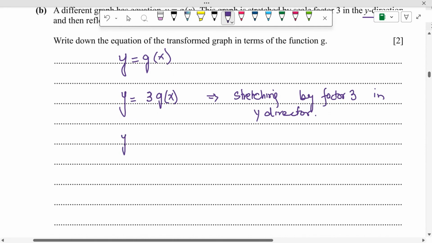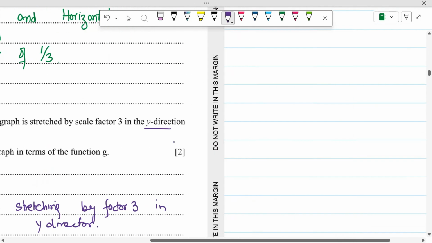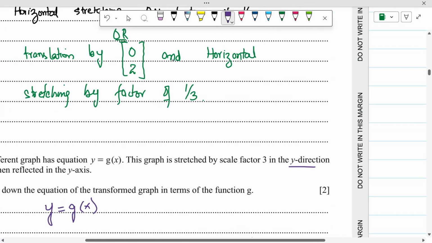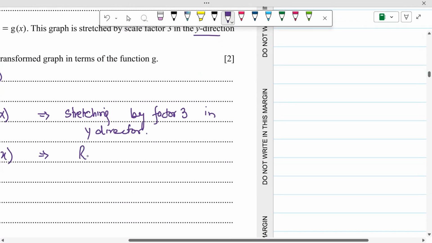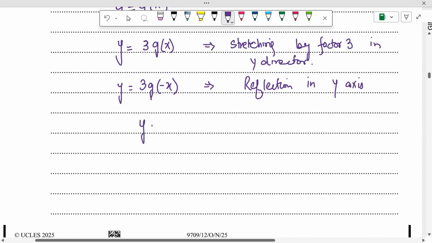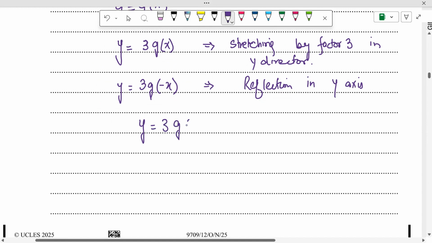So y is equal to 3g of negative x, because I just told you that b, which is multiplied with x inside the function, represents the reflection in the y direction, so it should be negative. We can say that reflection in the y axis. We can say that y is equal to 3 times g of negative x.